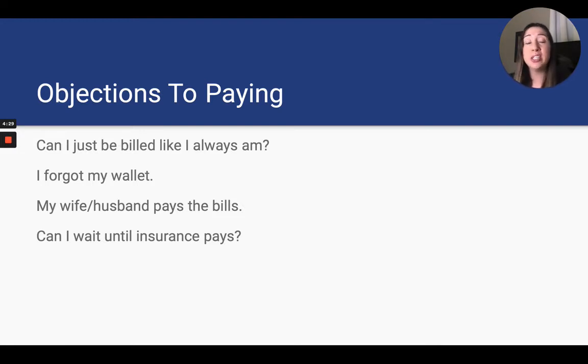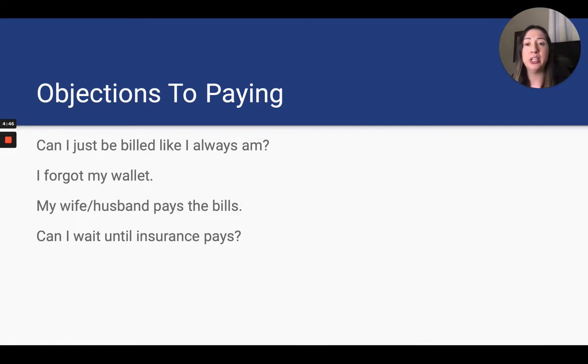They're going to ask if they can just be billed like they always are. They might say they forgot their wallet. My husband pays the bill. Or can I just wait until insurance pays? So I have all of these objections and scripts to say back to the patients when they object to paying.